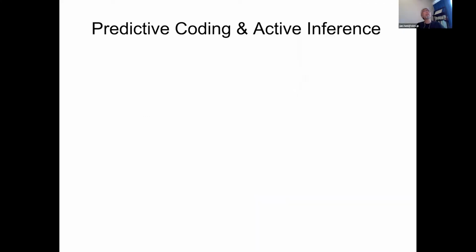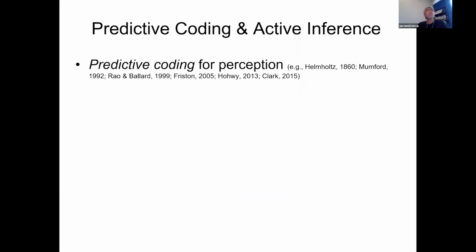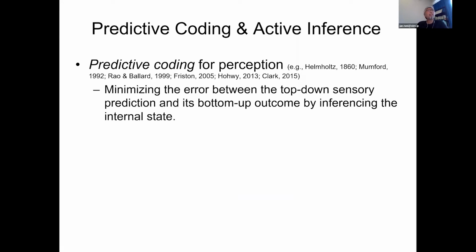First, I'd like to start with a brief introduction to predictive coding and active inference. Predictive coding is a theory for perception, which a lot of people have discussed already. The idea is that we have a top-down prediction about sensation. Then we try to minimize the error between the top-down sensory prediction and its bottom-up outcome, the reality, by influencing the latent variables, the internal state of the subject. So that is a theory for perception.